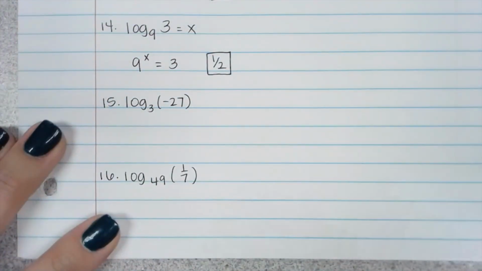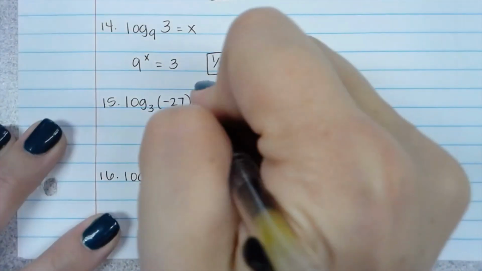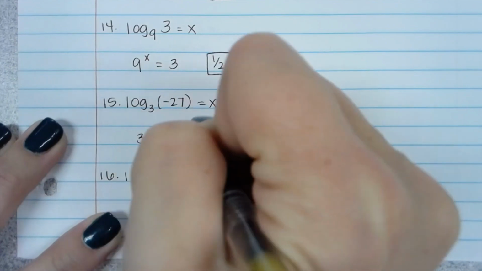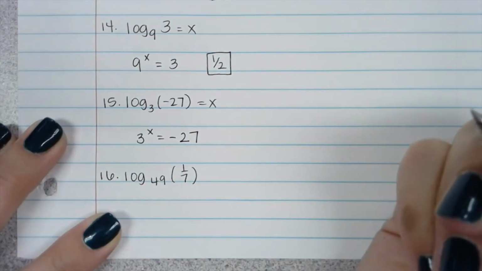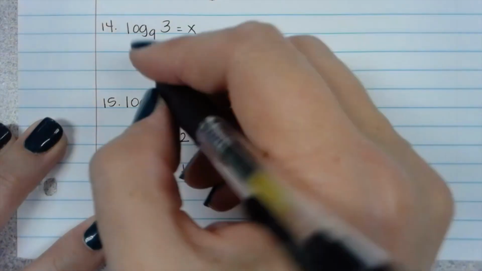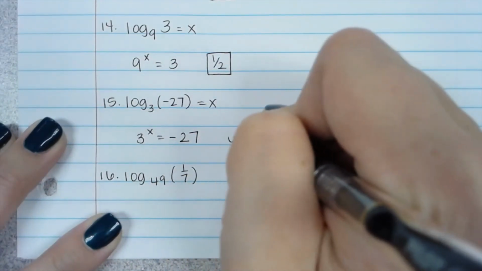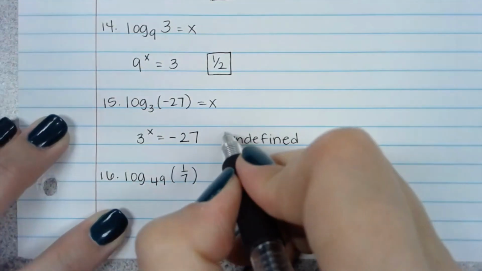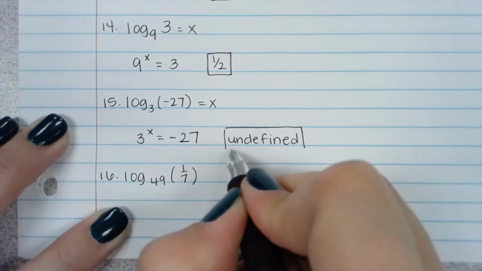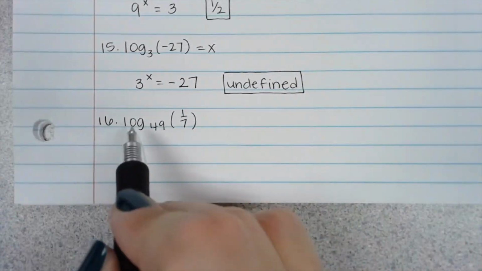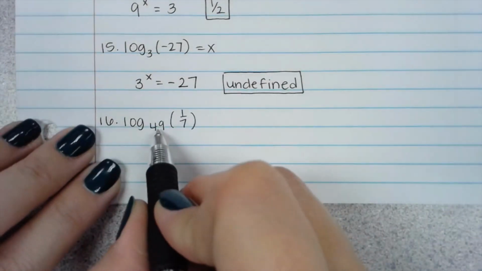On question number 15, they're saying you're raising a 3 up to some exponent and you're getting a negative number out as your answer, and that's not possible. So for question 15, you can write no solution. You can also write the word undefined. So there's not a way to make that happen. It just doesn't work.